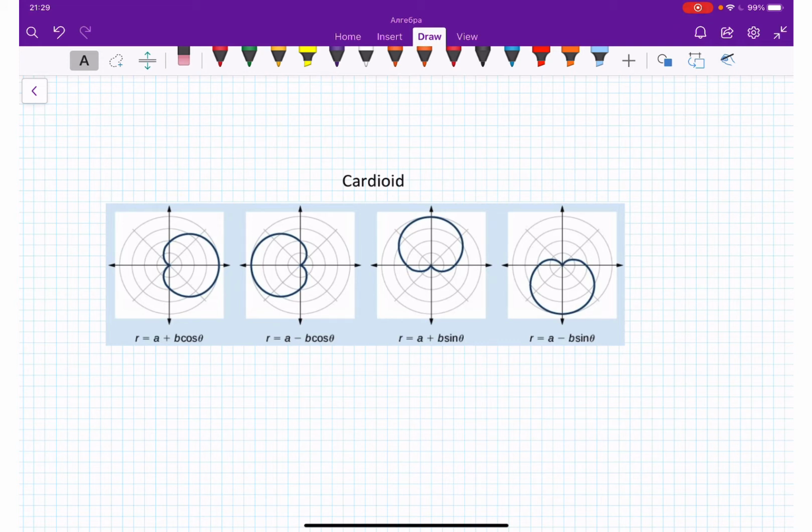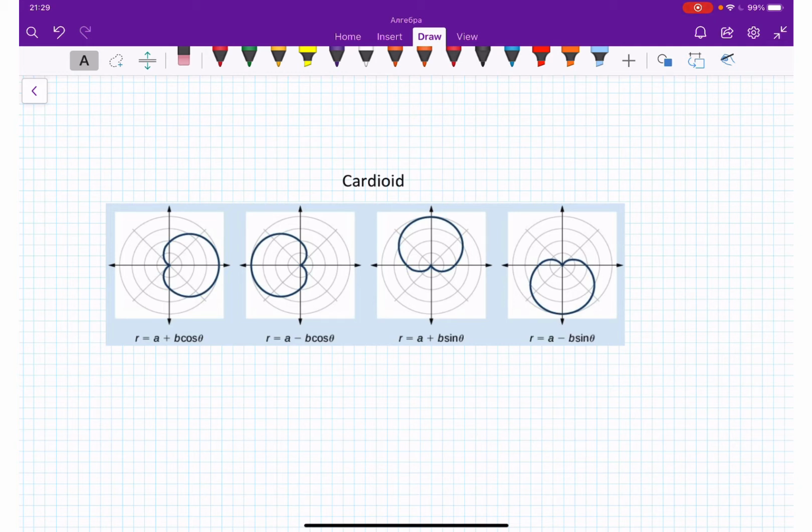Okay, continuing talking about polar graphs of polar equations. In part one of this video, I spoke in detail about the cardioid and showed you how to graph it. I'll just show the summary to refresh your memory.